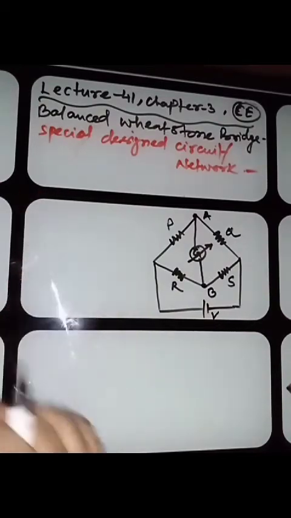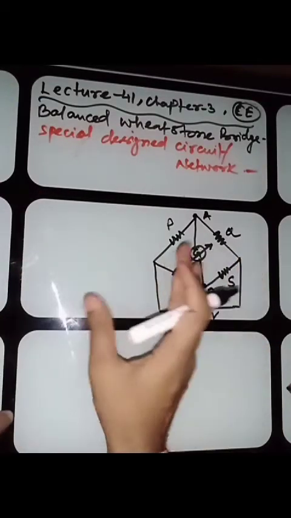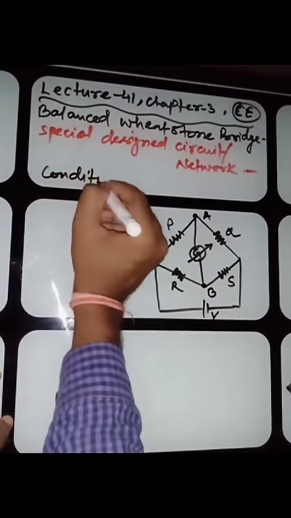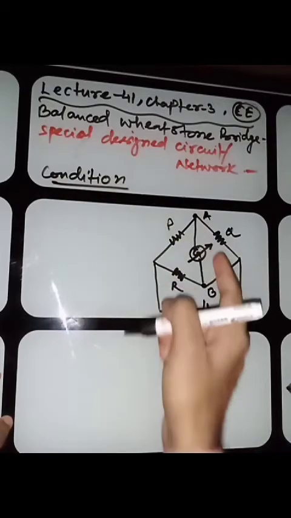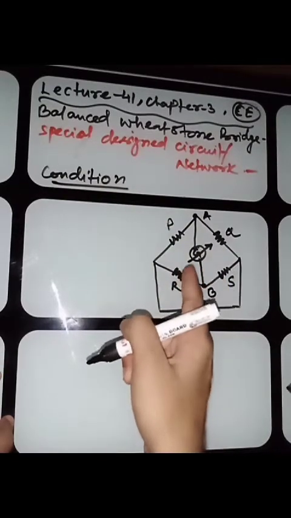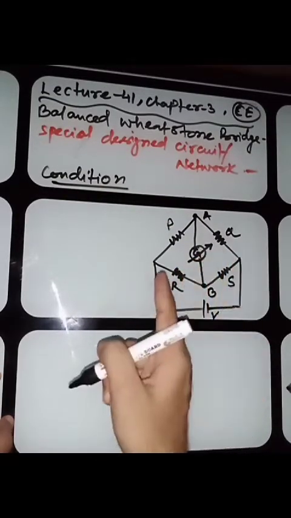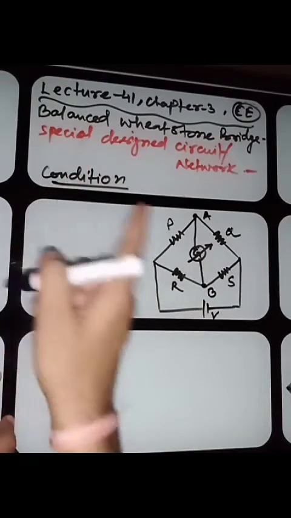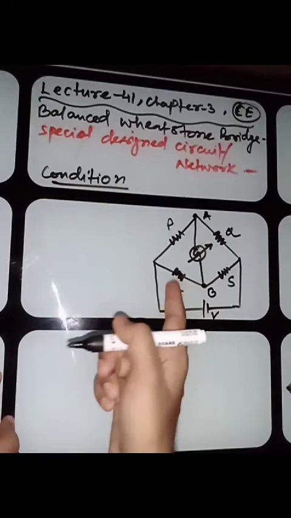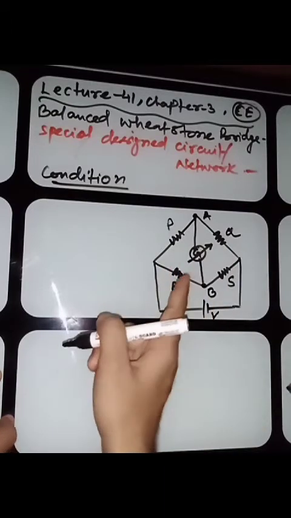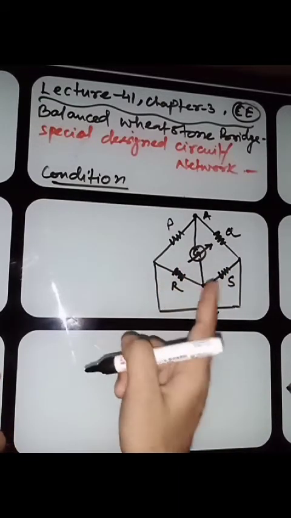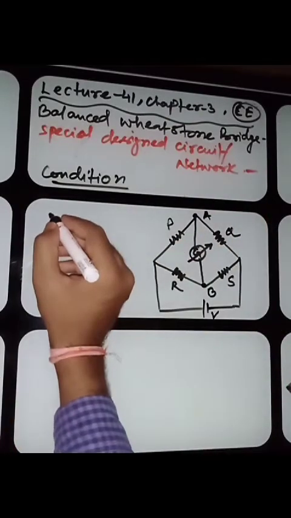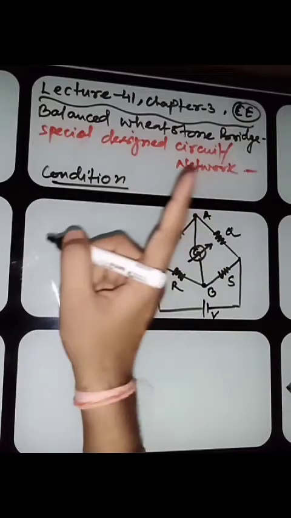Now regarding this balanced Wheatstone bridge, we have a condition. What is the condition? If this bridge is balanced, then we have a condition. Remember, if it is not balanced, then this condition will not be satisfied. If this condition is satisfied by the circuit, then the circuit will be considered a balanced Wheatstone bridge. The different types of balanced Wheatstone bridge I have drawn in capacitive circuits.